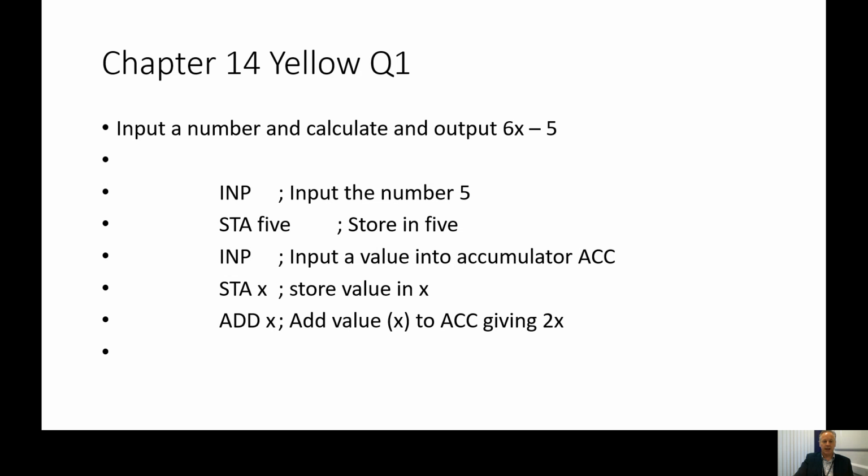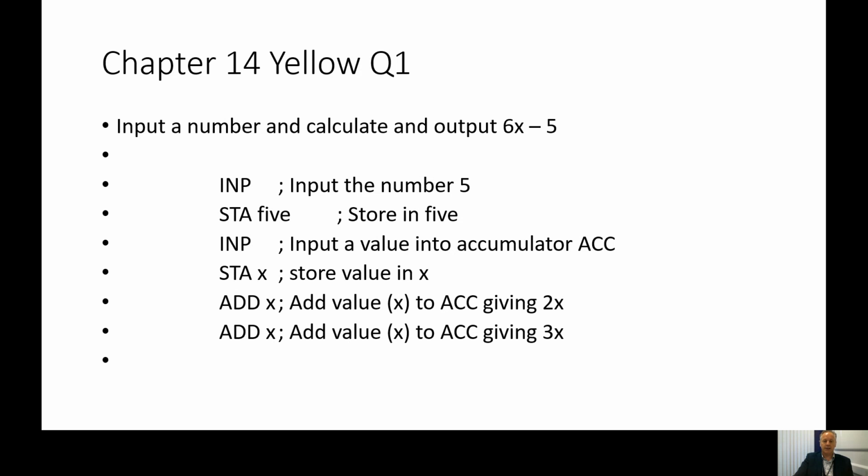Next, what you need to do is add x, add the value of x to the accumulator. And by adding the value of x, you've now got the equivalent of 2 times x. Okay, so you've got x, you add x again, gives you the equivalent of 2x. Then what you need to do is add x a third time, the instruction to add x a third time to the accumulator. We now have the value of 3 times x, 3x.